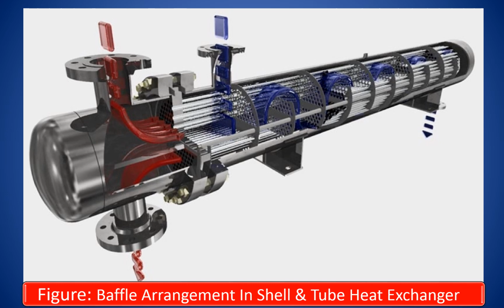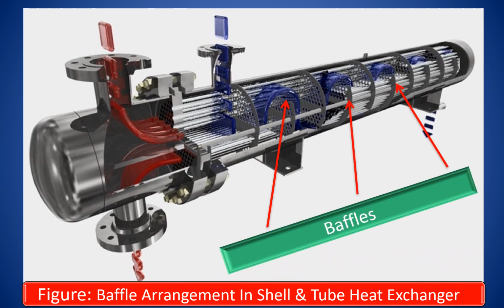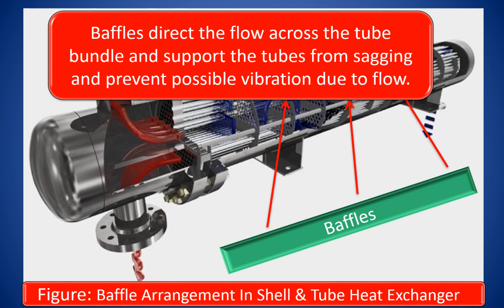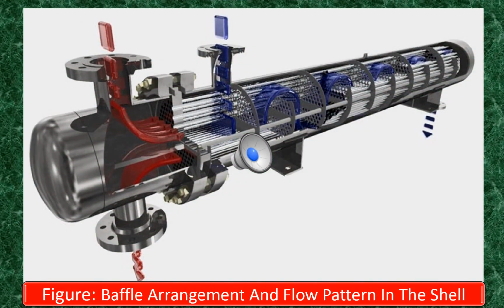This figure illustrates what baffles are and how they are arranged in the heat exchanger. You can see how baffles support the tubes from sagging and prevent possible vibration due to the flow. The flow pattern due to the baffle arrangement is illustrated in this figure. The fluid, upon entering the shell through the inlet nozzle, moves down and then up, then down in a sequence across the heat exchanger till it reaches the outlet nozzle.